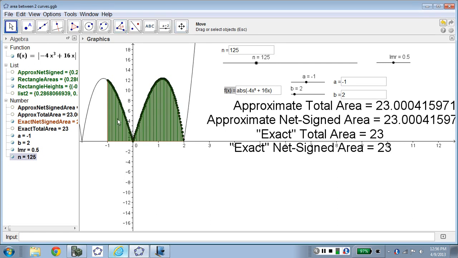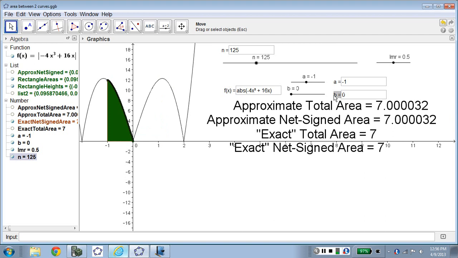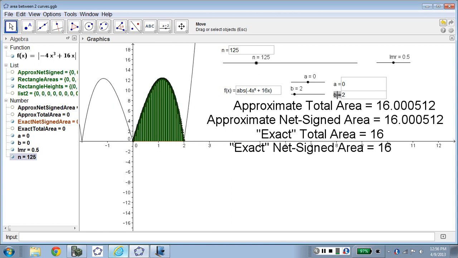So now, however much is here makes a positive contribution. How much of the area is between -1 and 0? Let's see. There's about 7 units right there. We probably could have done some basic algebra and come up with that. So if there's 7 right there, how much is there between 0 and 2? About 16 right there. If we take the 7 and add the 16, we get 23. If we take the 16 and subtract the 7, we get 9. But it has to be above the x-axis to make a positive contribution for the definite integral.